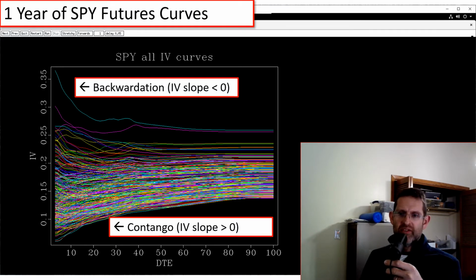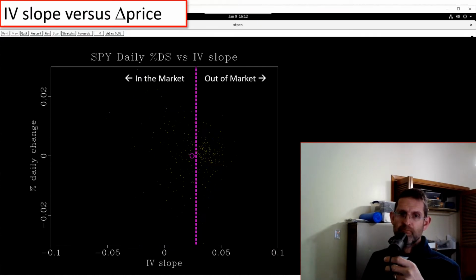Every day will have its own futures curve. Here's a year of futures curves. The most common curve is in contango, which is to say that the IV slope is less than 0. It means that the IV of the short-dated options is less than that of the long-dated options. However, during times of market stress, the futures curve flips to backwardation, which is to say the IV slope is greater than 0. You can tell that these days are far less common than the typical contango state.